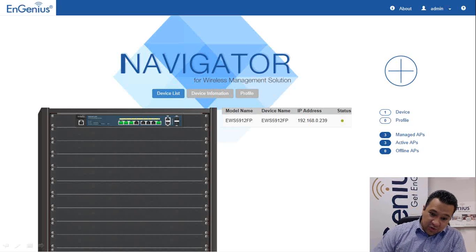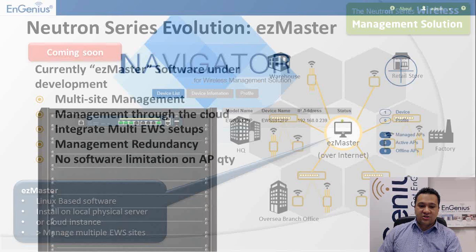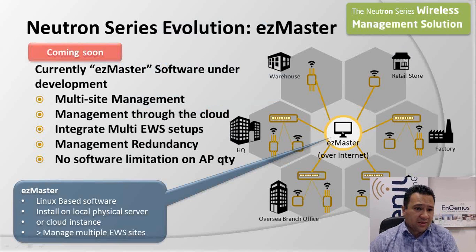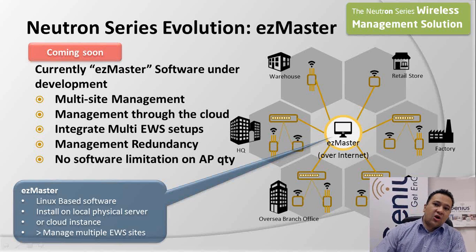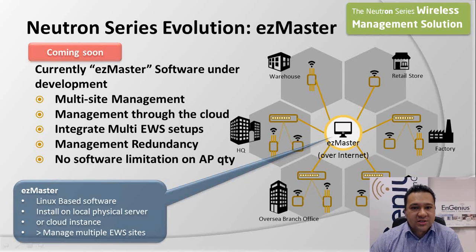The next step that we are working on, which is currently under development and is going to be launched next month, is the Easy Master. The Easy Master is going to be a Linux-based software for real multi-site management of the EnGenius EWS solution. It will manage both the switches and the access points.